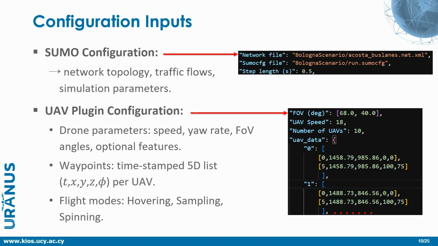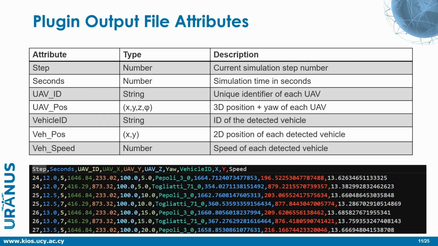And we also give the options for different modes. It's the hovering, sampling, and spinning. I will explain later in a later slide. Now the output file, it's the same. We tried to make it as similar as aerial drone. We do have the step, the seconds of the simulation, the ID of the UAV, the position, as well as the position of vehicles inside this field of view, the speeds, and it's kind of modular, you can request more information if you want, but this is the initial state.